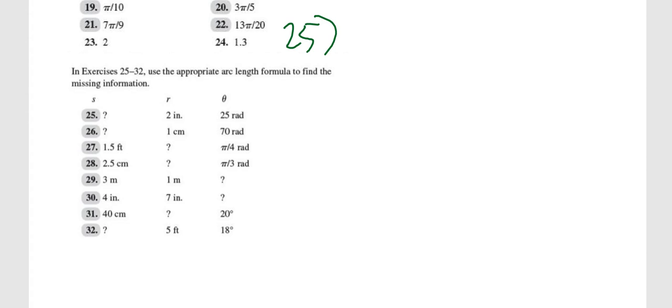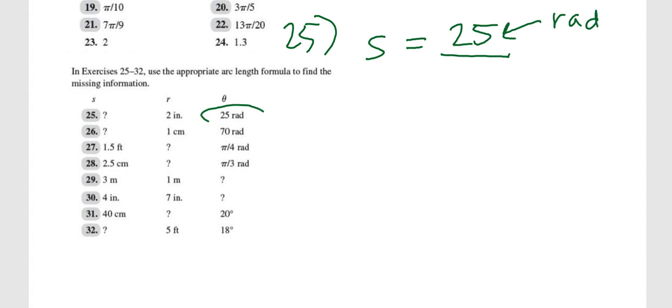The arc length S is the part that we're trying to figure out. The radius is 2. They said that the angle is 25, and they said that's in radians right there, right? 25 radians. So what should I be using in the denominator? 2 pi, because that's the entire circle in radians. And then, of course, we have the 2 times pi and theta, and the radius is 2.